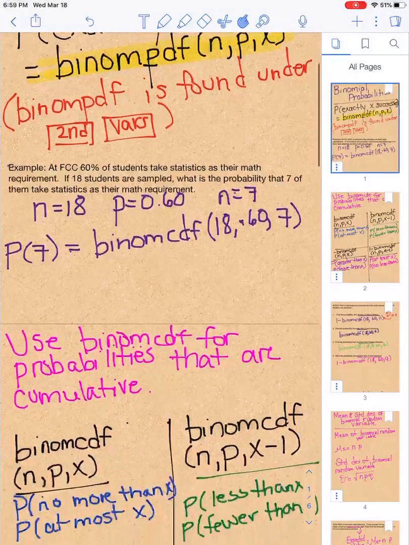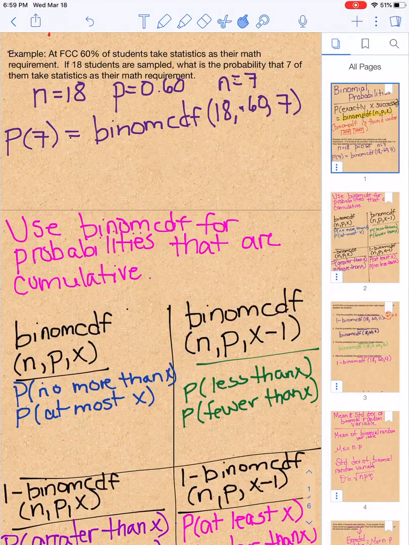So, looking at the example here, at FCC, 60% of students take statistics as their math requirement. If 18 students are sampled, what is the probability that 7 of them take statistics as their math requirement? So in this case, there are 18 sampled. That's a fixed number of trials, 18. Probability of a success is 60% or 0.60, and that's the same for every student, or every trial rather.